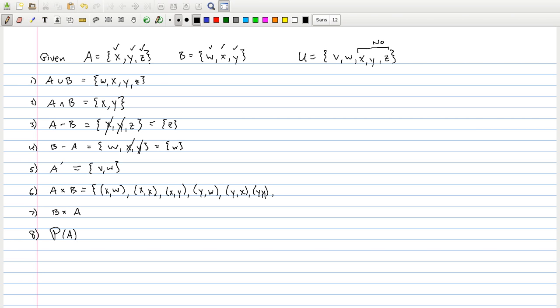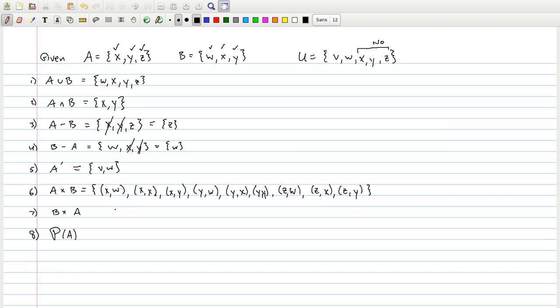Finally, we have the ordered pairs starting with Z. So Z gets paired up with each of the elements from B. So Z is paired up with W. Z is also paired up with X. Z is also paired up with Y. We've now run through every element of A and paired it with every element of B. And so we have the product of A and B.